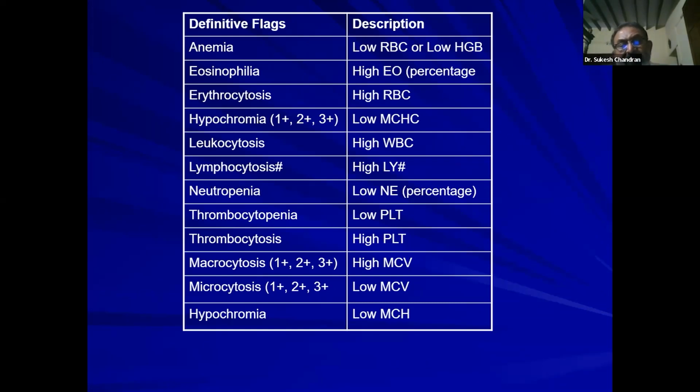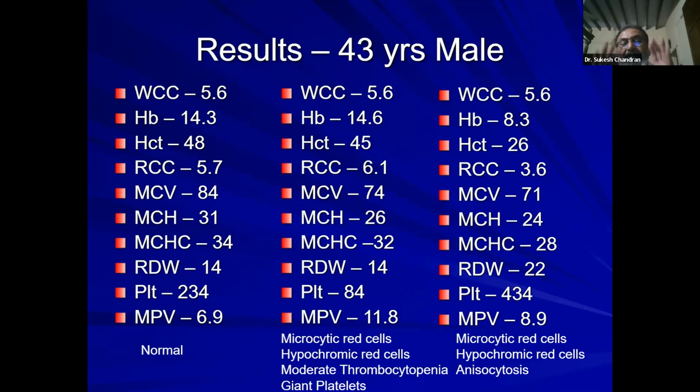If the MCH is less than 27, hypochromic red cell comes to you. If the RDW is more than 15, anisocytosis comes. All this information are called definitive flags because that is defined by a reference range, which has been fed into the machine. So now, based on the definitive flag, which is compulsory for all cell counters, this is the information that has come on these patients.